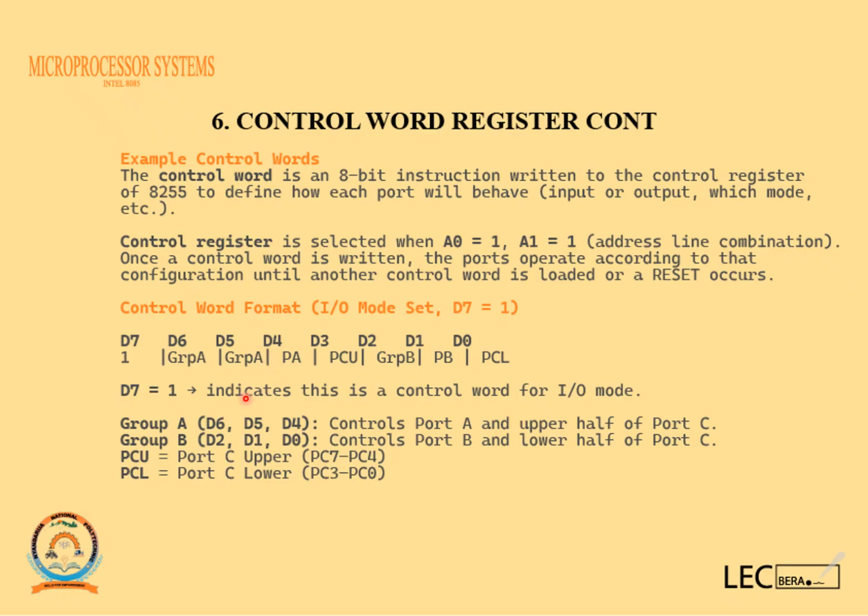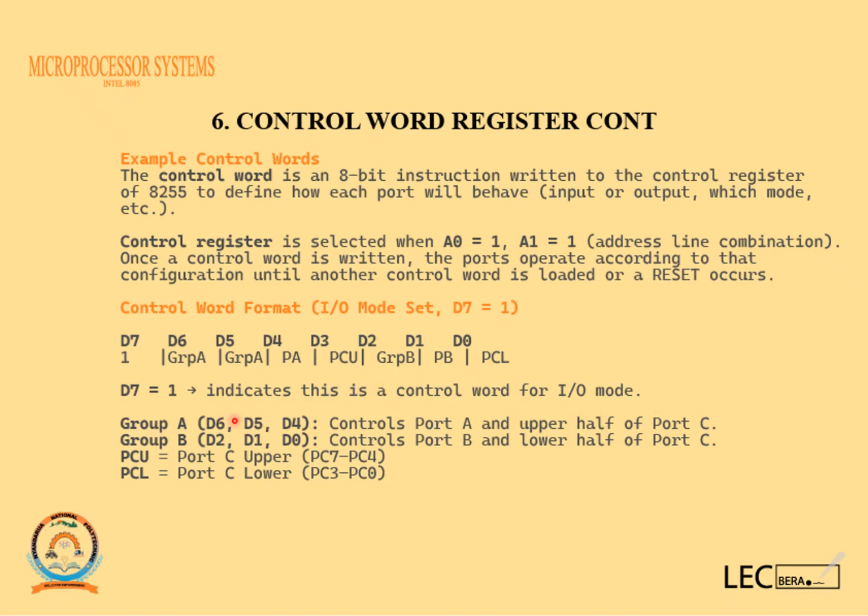D5 is going to be for group A. D6 again is going to be for group A. And then D7 is going to be this, where we say it either 1 or 0. So if we set it to 0, then it means that we are trying to configure port C. If we set it to 1, then we've configured all these ports to be either input output ports. So D7 equals 1 indicates this is a control word for input output mode.